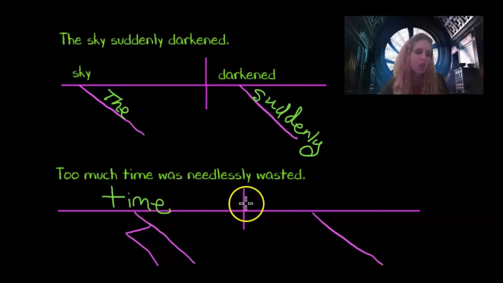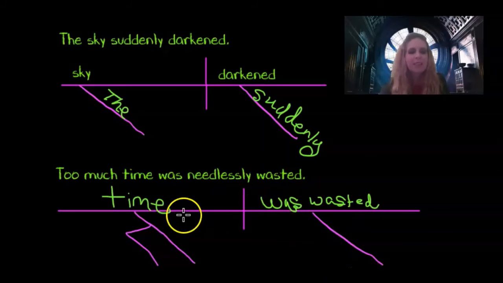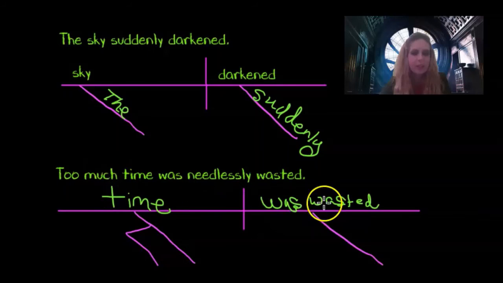What is our verb? Look carefully here. It's a verb phrase. Was wasted. Was wasted. Okay? Don't forget those helping verbs. Am, is, are, was, were. Okay? Now I've got some more words here that we need to take care of.